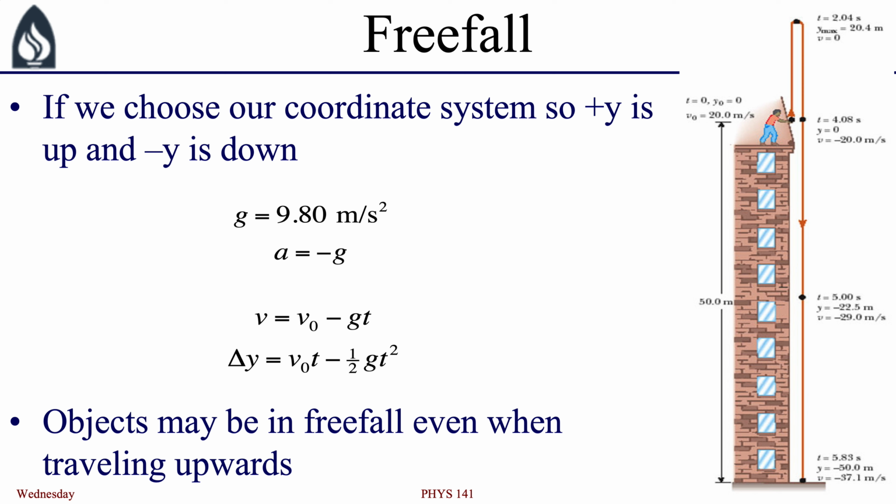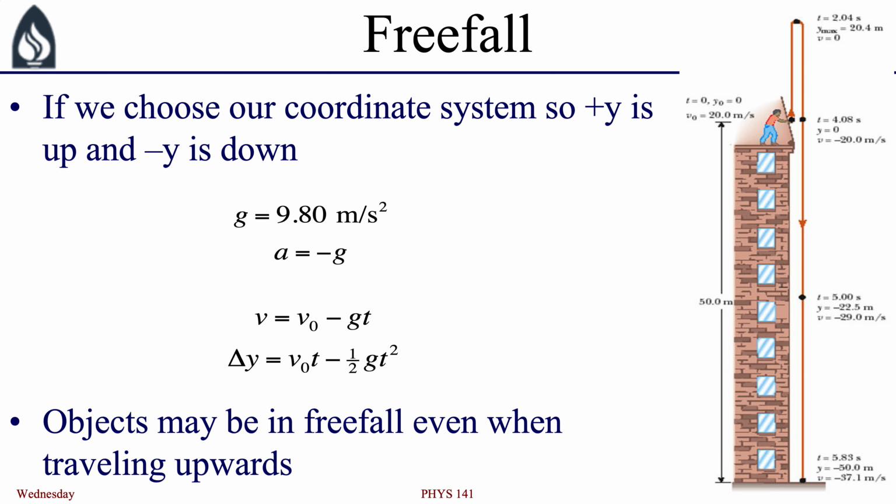Another important thing to point out is that objects may be in freefall even when they're traveling upwards. Now, this is a head scratcher. How can an object be freely falling if it's going in the upward direction? Well, remember that we defined freefall as being an object in motion when only gravity is acting upon it.